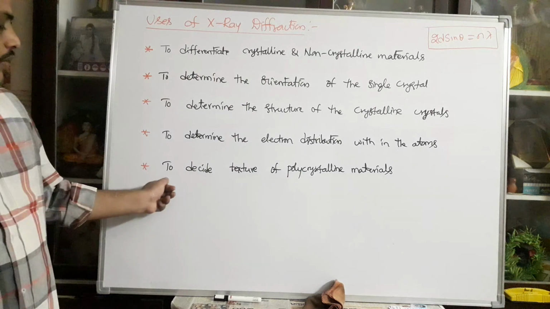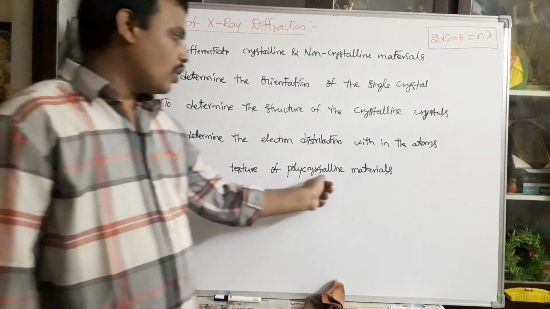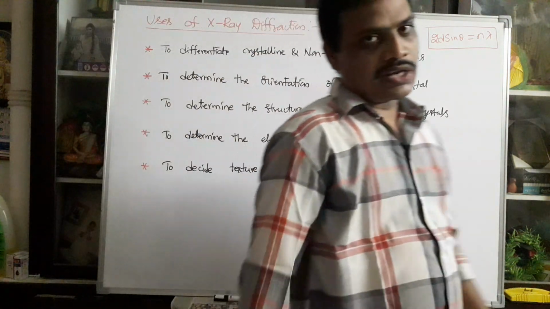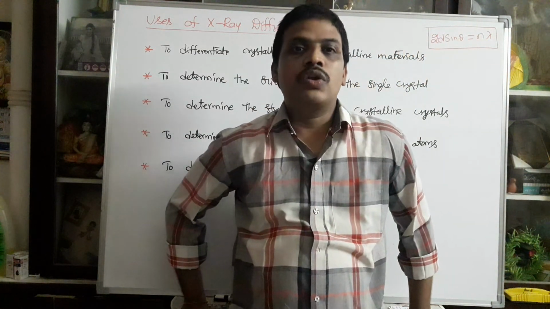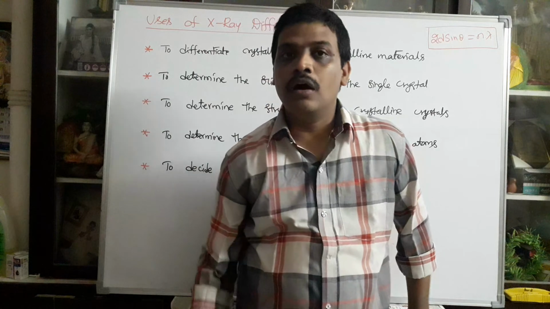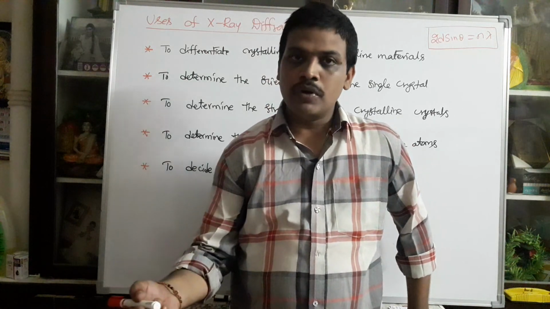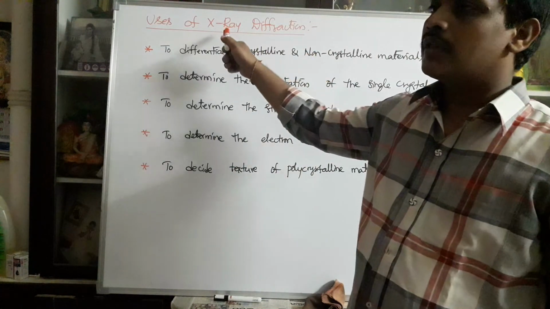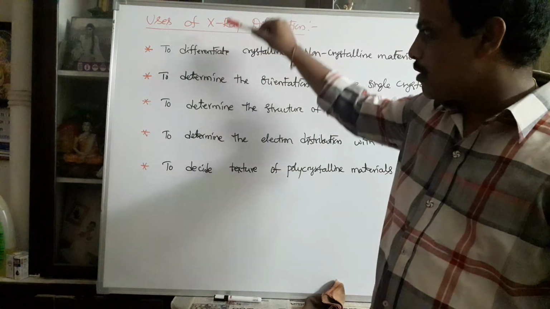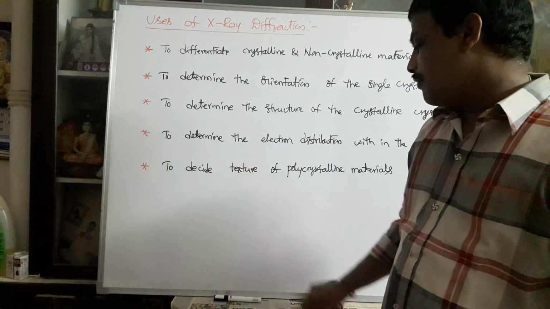And the last one, to decide the texture of polycrystalline materials. Polycrystalline is nothing but consisting of a number of crystals. Based on the number of crystals, you can clearly explain the structure and the number of lattice points per unit cell. That is also clearly explained by using the X-ray diffraction method. These 5 are very important uses of the X-ray diffraction method.